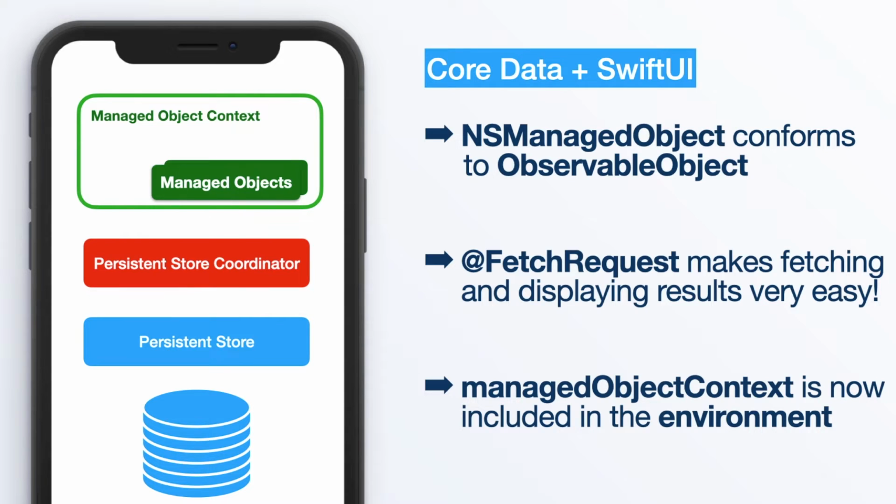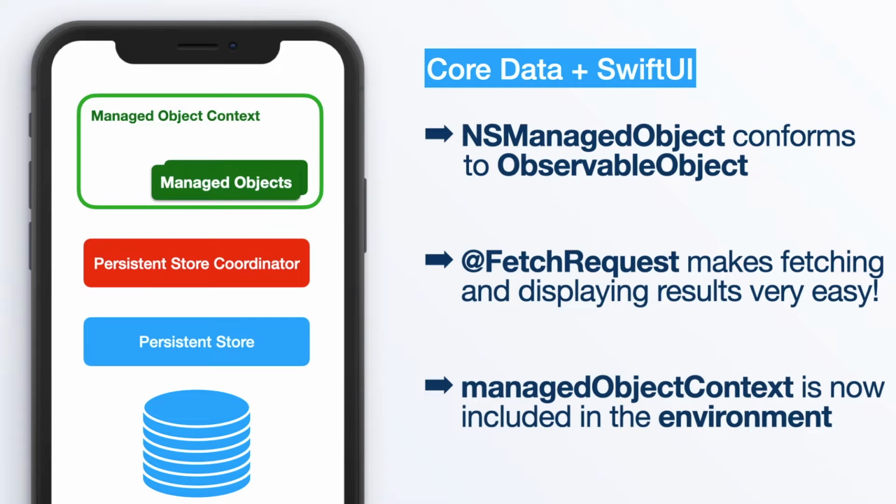First of all, the NSManagedObject now conforms to ObservableObject. Remember, our movie, actor, and genre models are of type managed object, and therefore they also automatically conform to ObservableObject as well. So if they change, our views can also get updated automatically. Second, there's a new property wrapper called @FetchRequest, which makes fetching and displaying results in our views very easy. Lastly, the managed object context is now included in the environment.